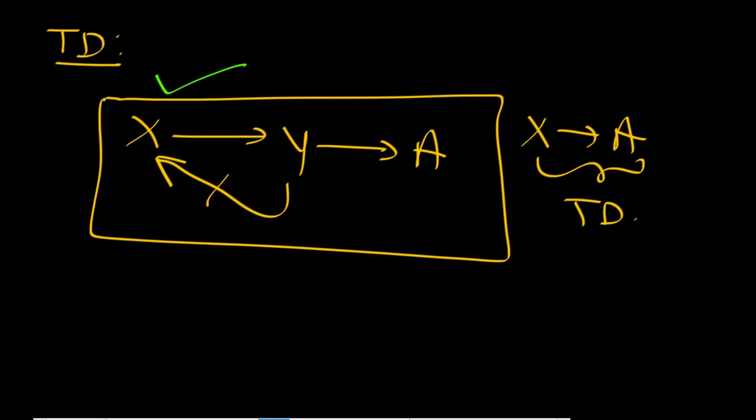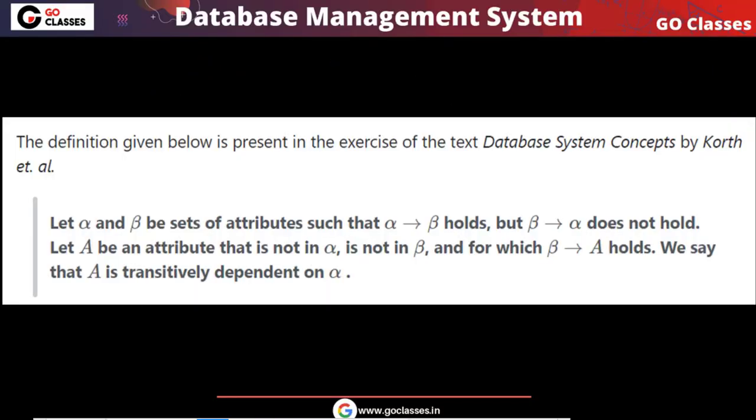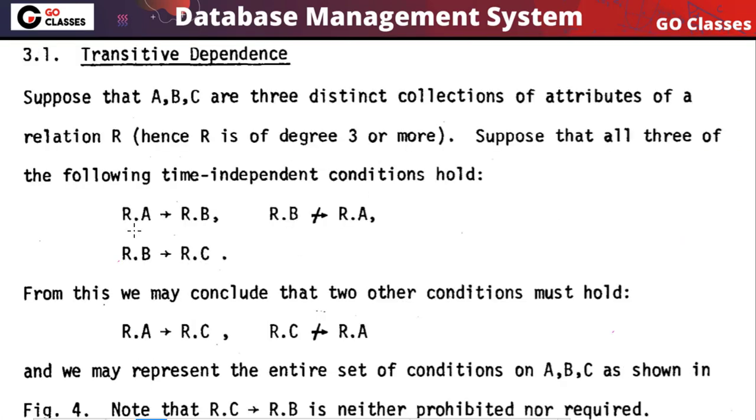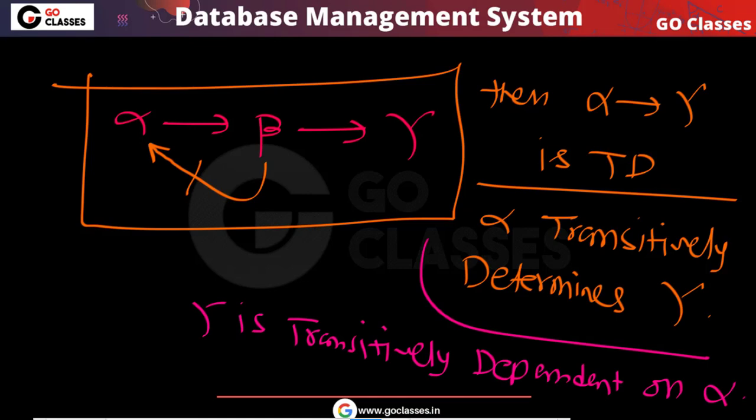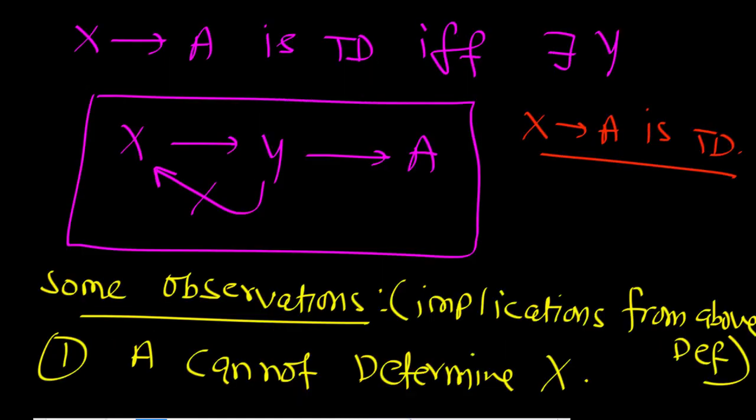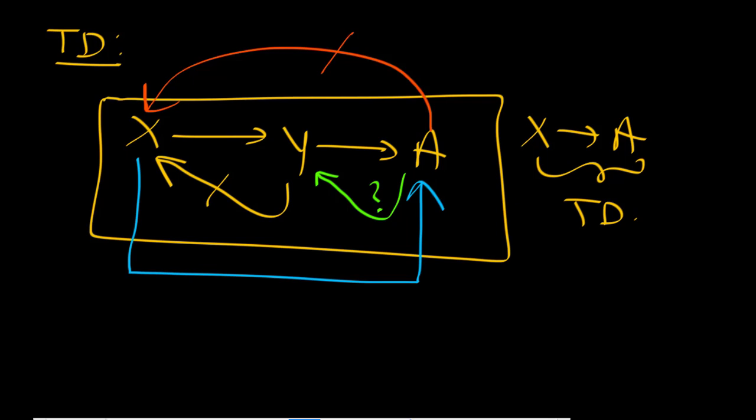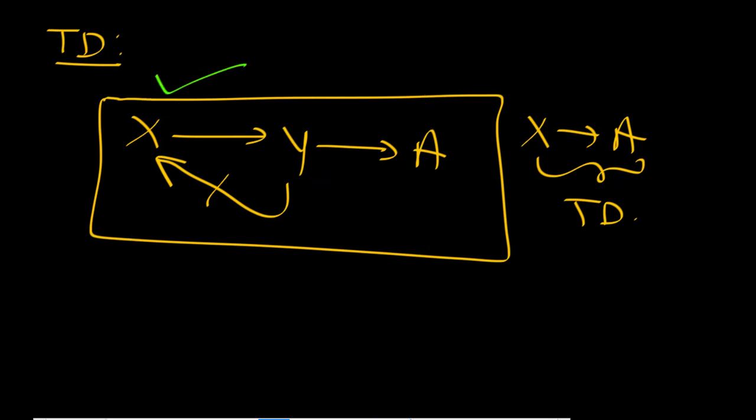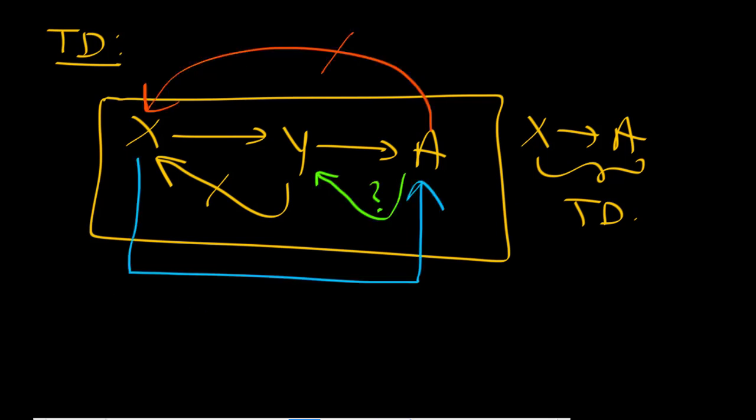I hope this concept is clear to you. Many students have doubt in the definition of transitive dependency. You can see the definition from Codd and also from the original paper of Codd. I hope this concept is clear. Now we have seen what is a transitive dependency, a partial dependency, and a full dependency. Now we will see 2NF, 3NF. Okay, thank you everyone.